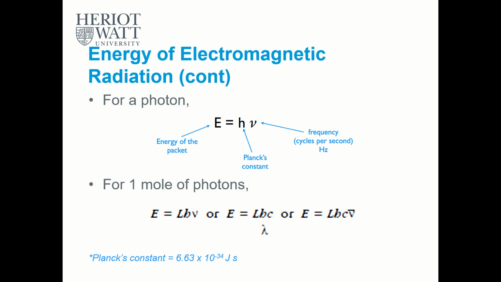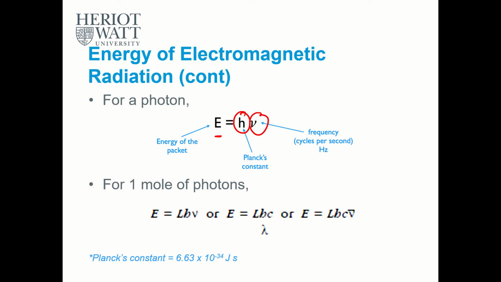How to calculate the energy of electromagnetic radiations? Now we learned that photons are the ones that carry the energy, and each photon actually consists of a definite amount of energy. So to calculate the energy carried by a single photon, this is the formula: the energy of one packet, a single photon, equals the Planck constant times the frequency of that particular radiation.